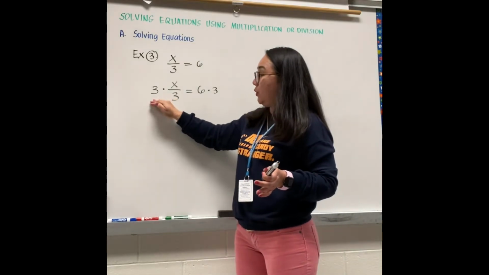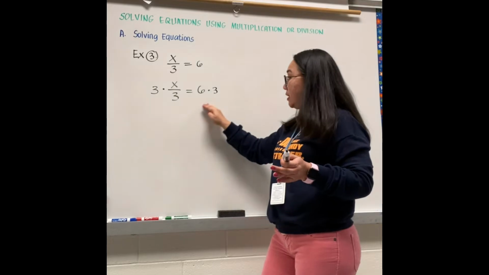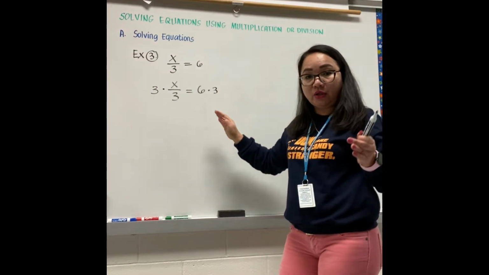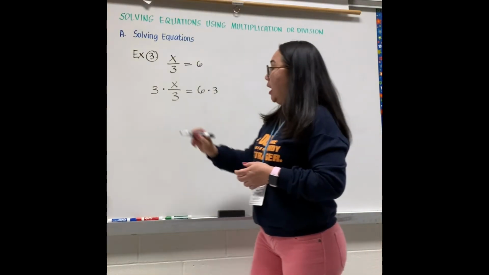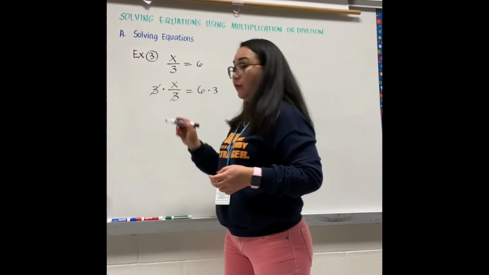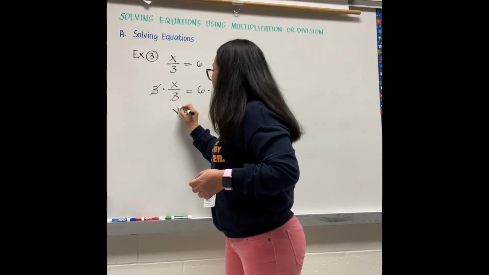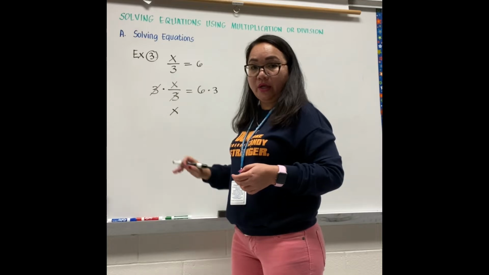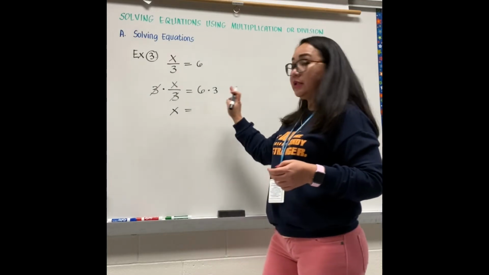Since whatever you do on this side of the equation, do the same thing on the other side of the equation to make the equation balance. Now you can cancel out 3 and 3. So x now is all by itself on this side of the equation. And then do the other side of the equation.